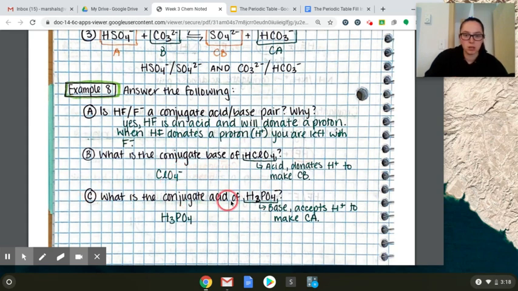Same process here. What is the conjugate acid of H2PO4 minus? If I'm making a conjugate acid, I have to start with a base, making this a base. I'm going to accept a proton and make H3PO4.